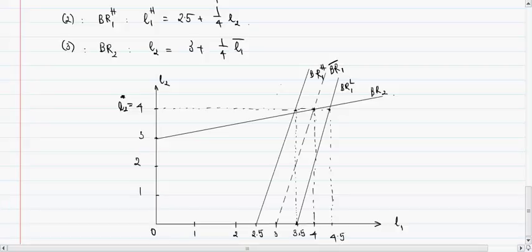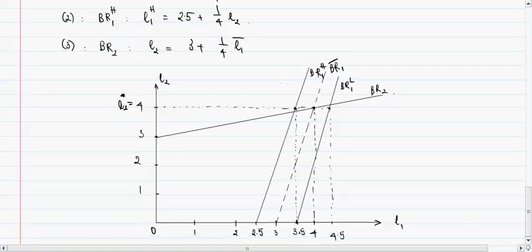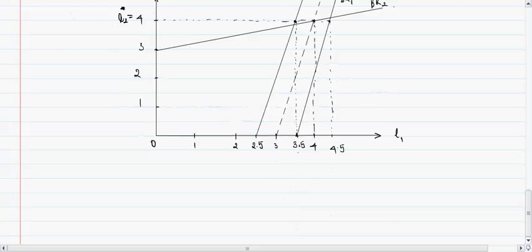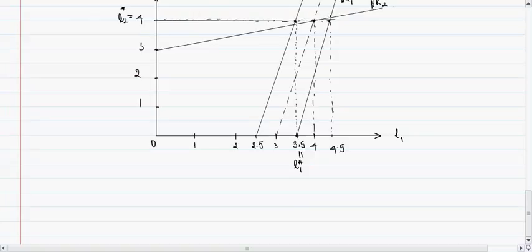With L2 star equal to 4, if we go back to the best response function for player 1 of a high type, we get this point over here, and 3.5 is going to be the number of hours chosen by player 1 of a high cost. I use a line over here to connect this.